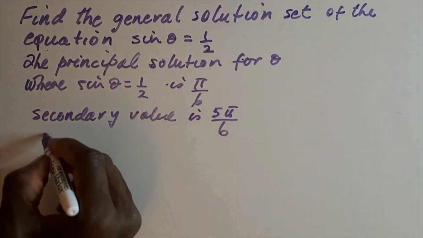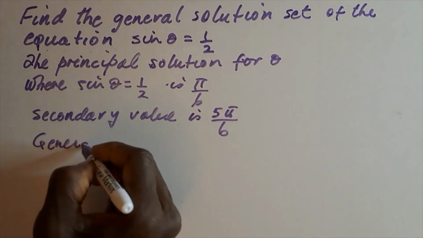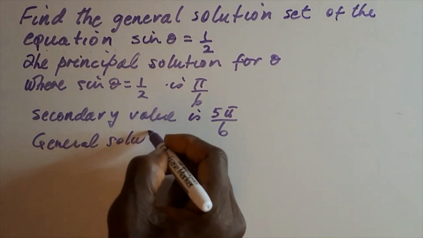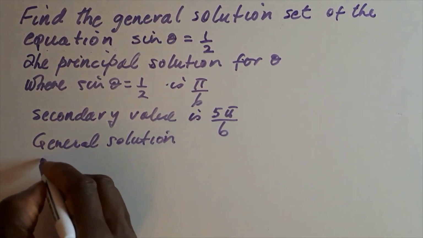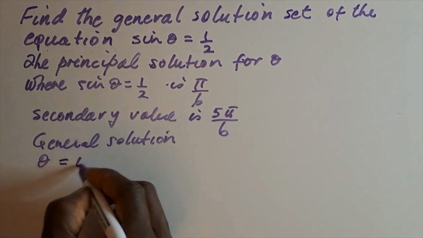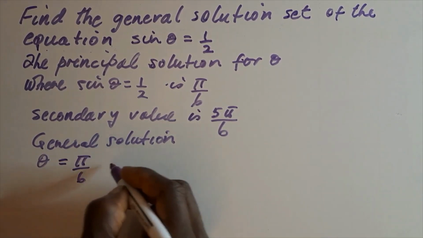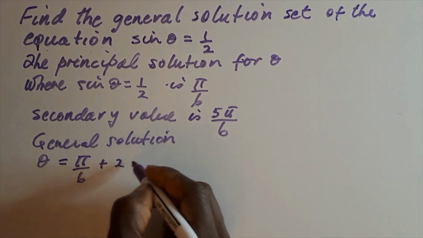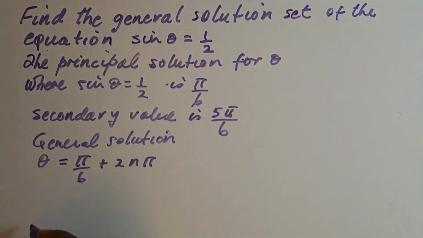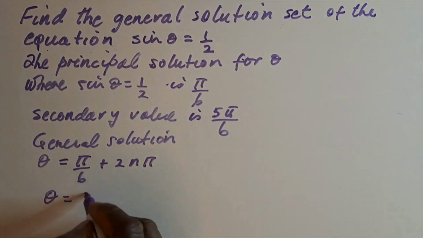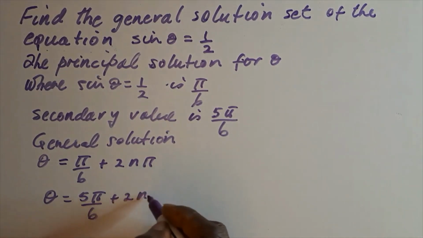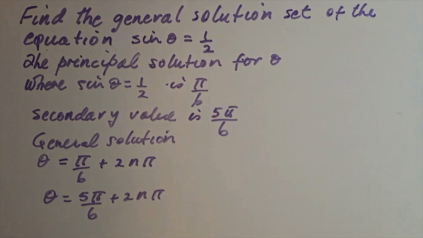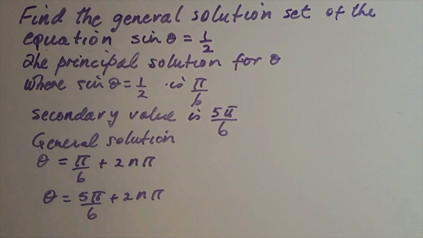So our general solution is 2 parts. Theta is equal to pi over 6 add 2n pi, and theta equal to 5 pi over 6 add 2n pi. And that's it for sine theta equal to half.